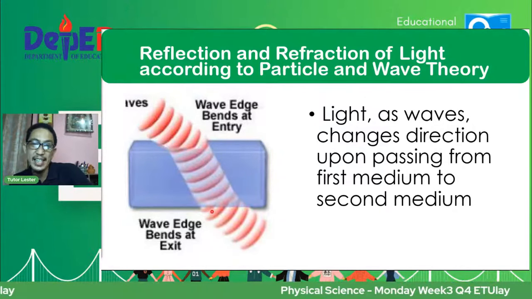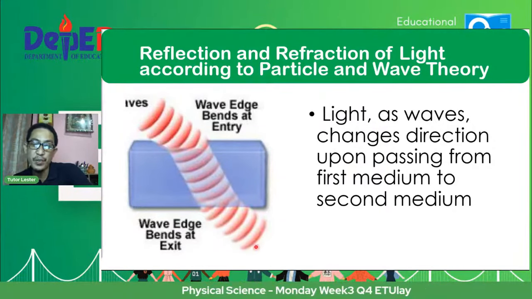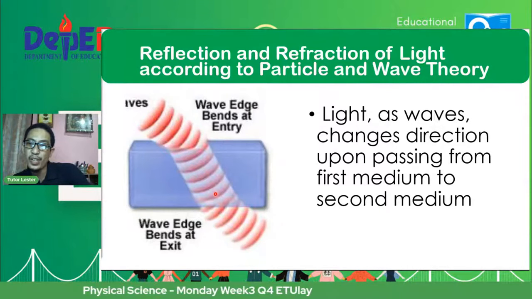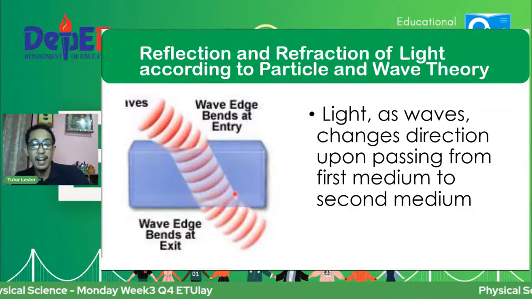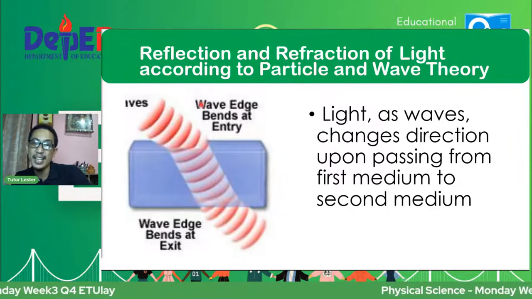When light exits the second medium and goes back into the first medium, it will follow its usual angle of propagation as it was before.